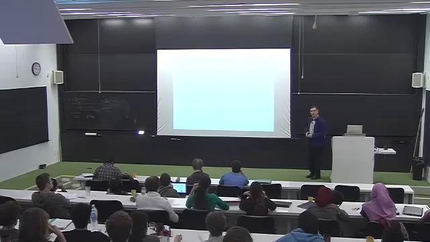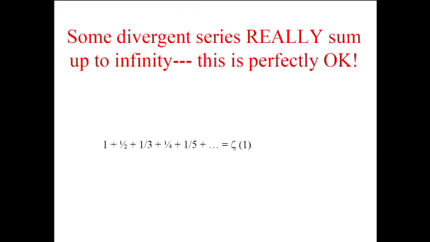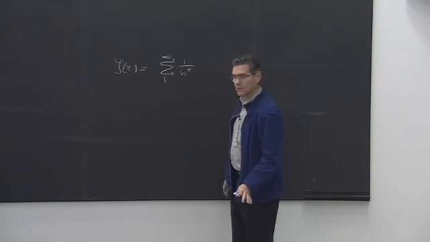Now, again, I want to emphasize that some divergent series really do add up to infinity. And this is an example of a series that is really equal to infinity. In fact, this series is zeta of 1. And the question is, do you know what the zeta function is? Are you familiar? Let me just in case. So zeta of some number z is the sum from 1 to infinity of 1 over n to the z power. Okay, that's the zeta function.